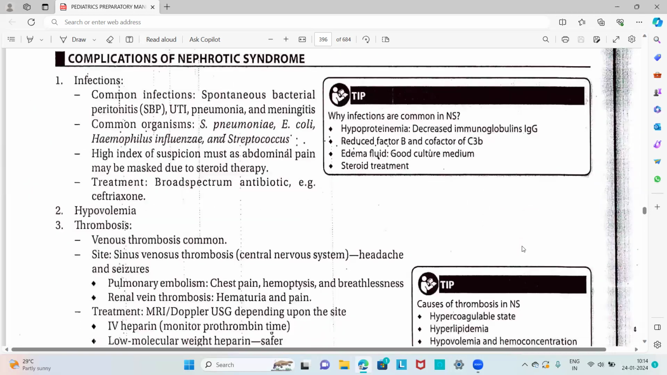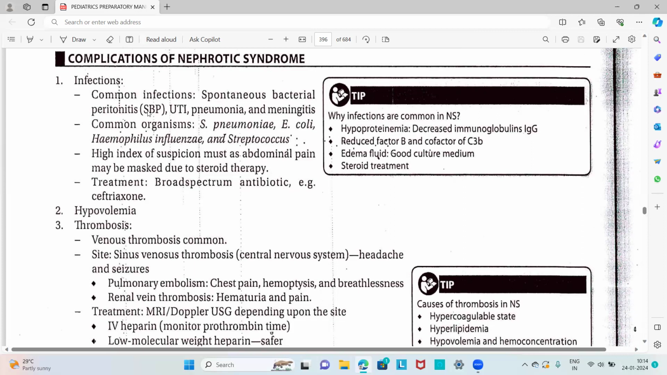Then about the complications of nephrotic syndrome, it is also asked as a sub question in the essay question. So infection is the most common, because of the loss of immunoglobulins. And because of the use of steroids in the mainstay management, we have an immunocompromised state and the patient is more prone to infection.